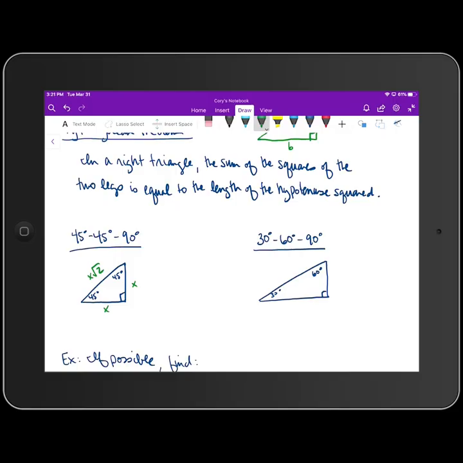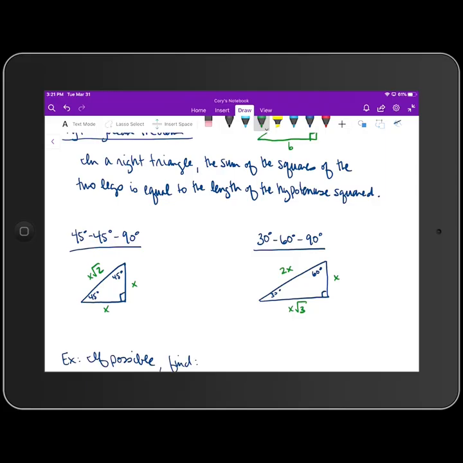And then the second special right triangle is the 30-60-90 right triangle. And in a 30-60-90 right triangle, the shortest leg, which is the side opposite the 30-degree angle, is going to have a length of x. The longer leg, which is the leg opposite the 60-degree angle, is going to be that shorter leg x times root 3. And then the hypotenuse, the side opposite the right angle, is going to be 2x.